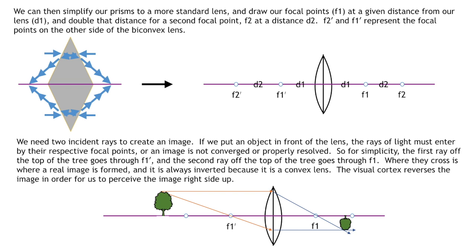So we can simplify our prisms to make it more of a standard lens, what we're used to, and draw our focal points F1 at a given distance from our lens, distance 1 or d1, and double that distance for a second focal point F2 at a distance d2. So that's on one side of the lens, and we'll call on the other side of the lens F2 prime and F1 prime, and they represent the focal points on the other side of this biconvex lens.